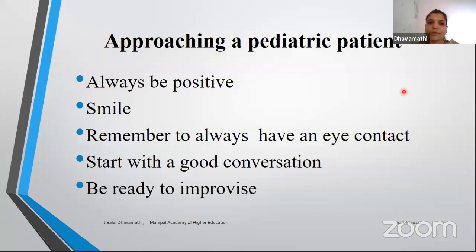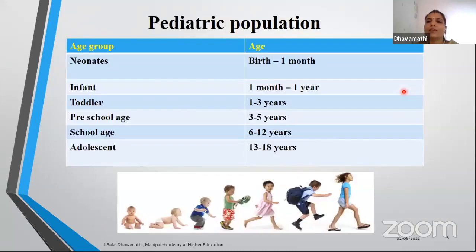And after that, this is the subdivision of the pediatric population. This is for your information, based on the developmental changes that occur from birth to childhood. Birth to 1 month is neonates, infant 1 month to 1 year, toddler 1 to 3 years, preschool age 3 to 5 years, school age 6 to 12 years, and adolescent 13 to 18 years.